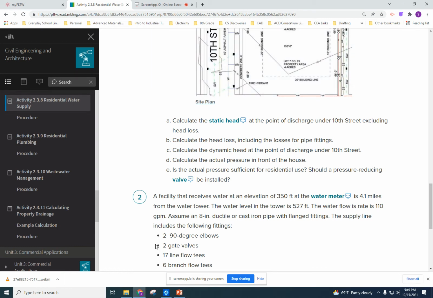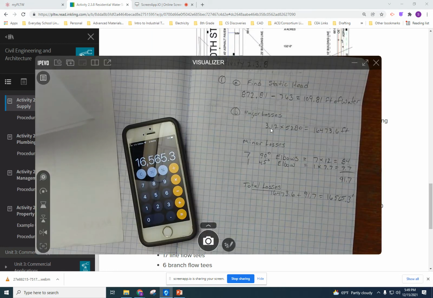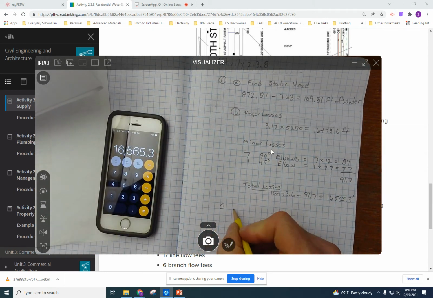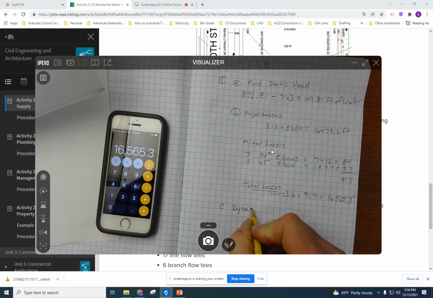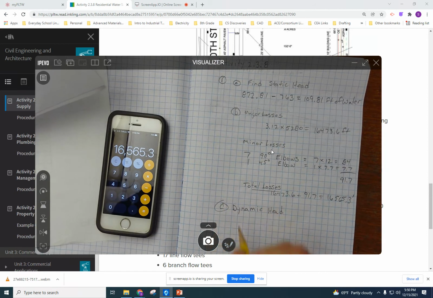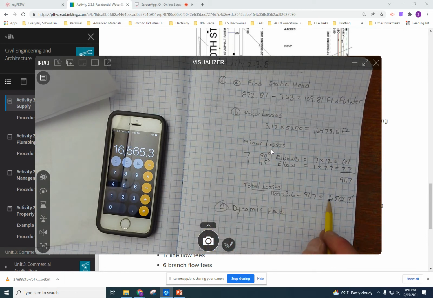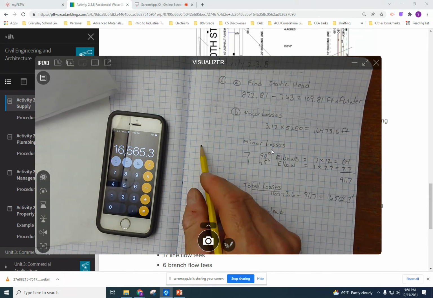So all dynamic head is your static head minus your pressure losses from the friction. That's all dynamic head is. So we're going to come down here and say C, dynamic head. But what we have to do first is turn this into the pressure. So we got to plug these numbers into our formula.